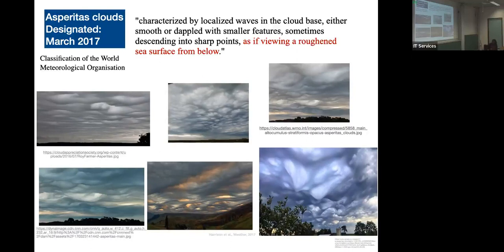Yes. Are they related at all to the topography? Topography of the earth? No. You can see Mammatus in many places, and same with asperitas. Asperitas are a bit rarer, and we'll see why, but it has nothing to do with the topography of the earth. It's coming from above, as we shall see.